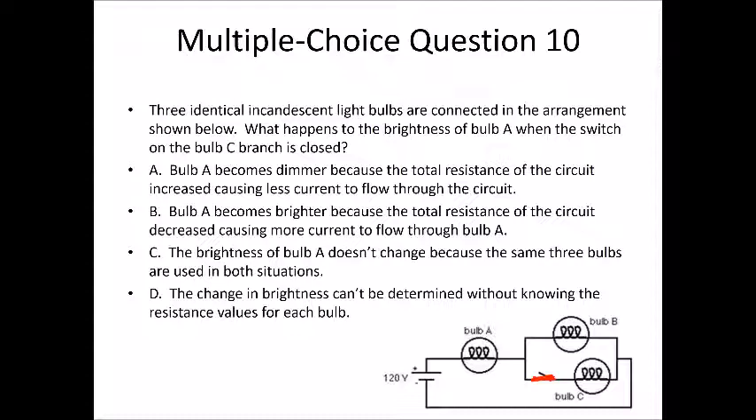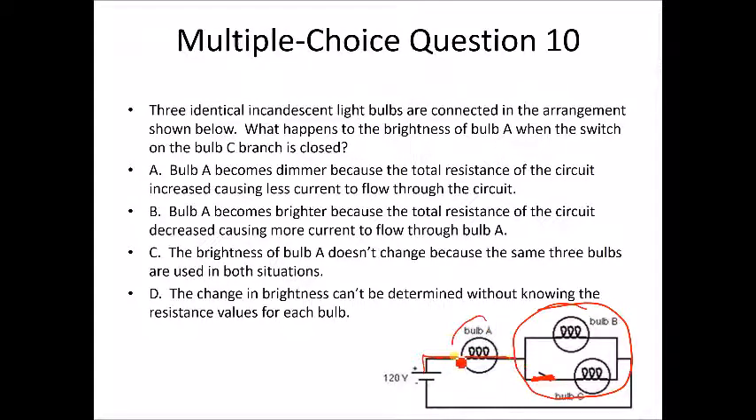So when it becomes a mixed circuit, that's going to change the total resistance. Remember that when you add parallel branches to a circuit, you actually decrease the total or equivalent resistance of your circuit. So by turning on this branch, we've now added a pathway and we've decreased the total amount of resistance of the circuit. Because the resistance is decreased, the amount of current going through the circuit is going to increase. Well, that means that more current is going to leave the battery. Well, all that current has to go through bulb A.